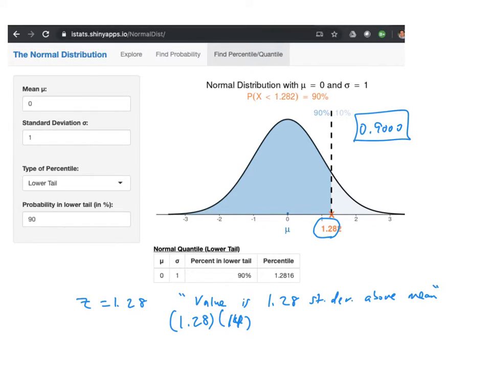1.28 times 14, because 14 is the standard deviation for blood pressure ratings, plus 123. That's the mean. So literally 1.28 standard deviations above the mean. So this will be the blood pressure rating that has a z-score of 1.28. And it should match the value that I just got on the previous slide. So whichever way you want to do it, that's your part D answer.